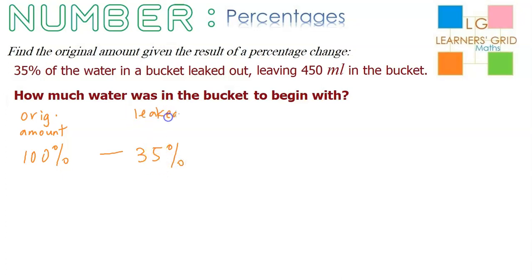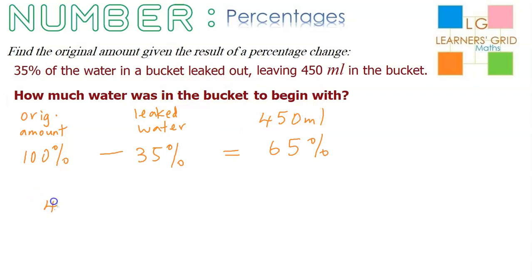So that's, I guess we could call it leaked water. And what did that equal? Well, what it did equal is 450 mils. And percentage-wise, 100 minus 35, that left us with 65%. Again, let's think of this as an equation. We're given this amount here, 450.